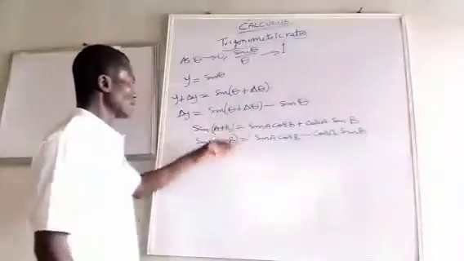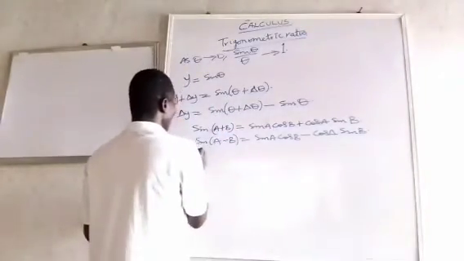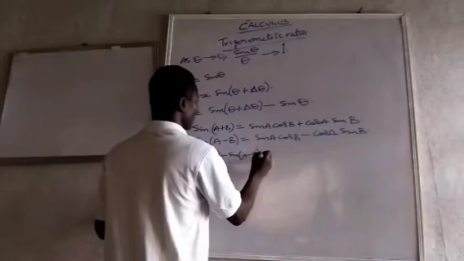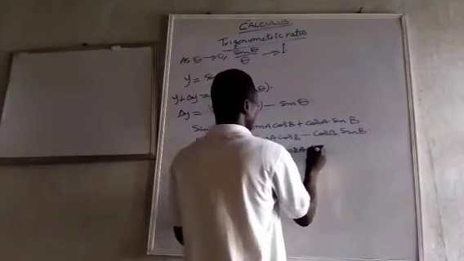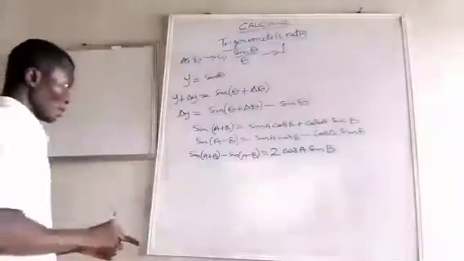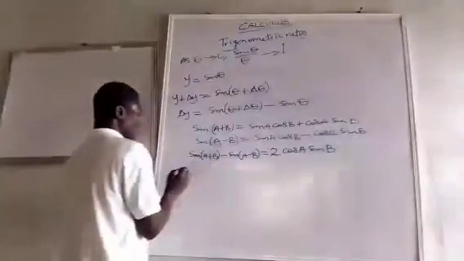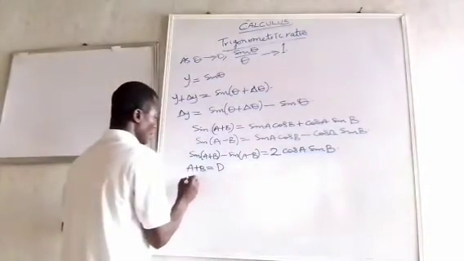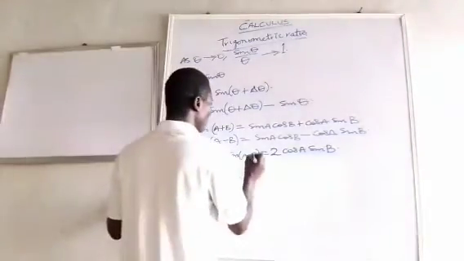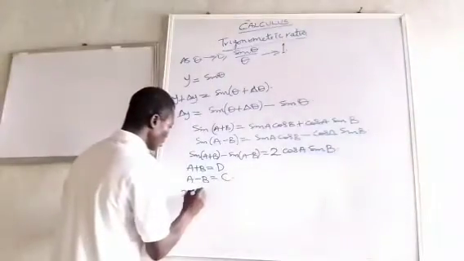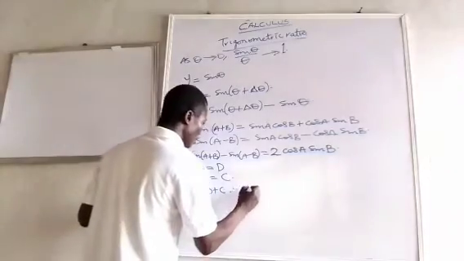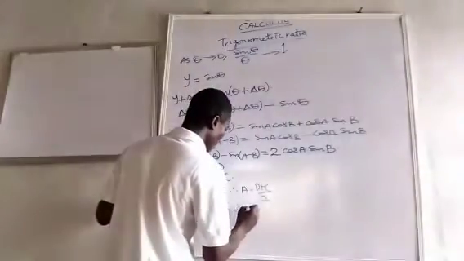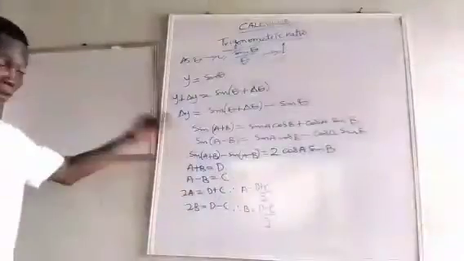Now, if I subtract this from this, I'm going to have sin of A plus B minus sin of A minus B equal to 2 cos A sin B. But before we go on, let us make another expression: A plus B is equal to D, and A minus B is equal to C. From here, 2A is equal to D plus C. Therefore, A equals D plus C over 2. 2B is equal to D minus C. Therefore, B equals D minus C over 2. Just to refresh your memory.